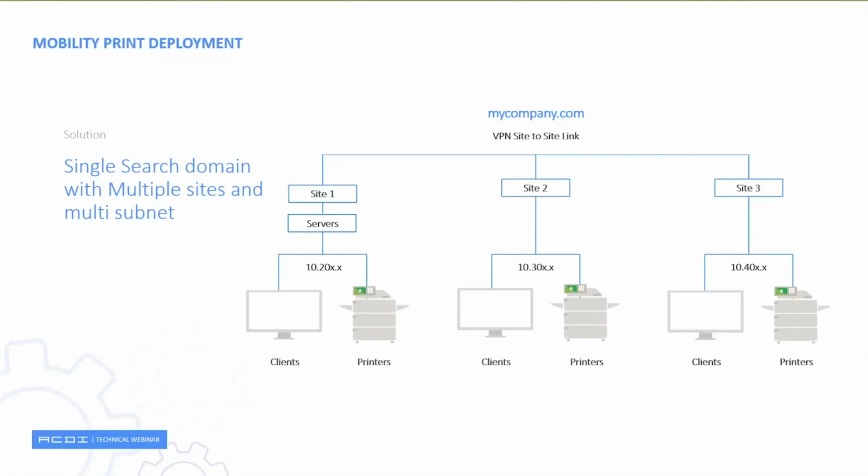Drawbacks: a print server would be required to be configured at each site, limited to advertising the local site printers only. There's no way to allow printers from the other sites to be shown cross-site via mobility print if required.